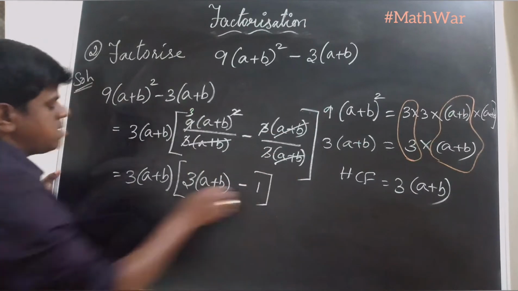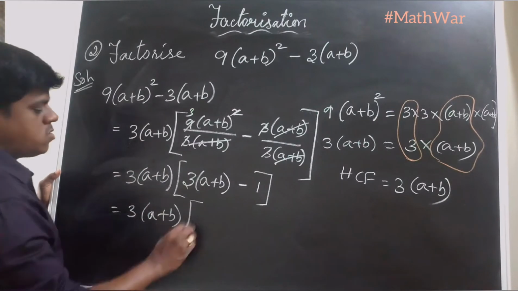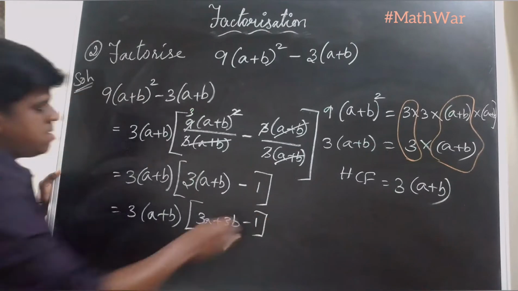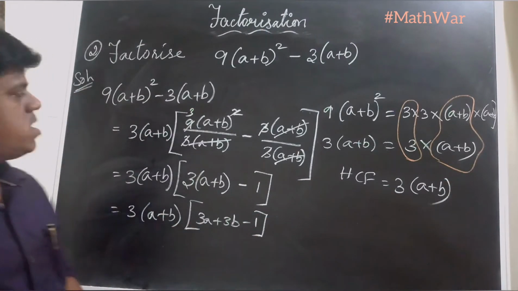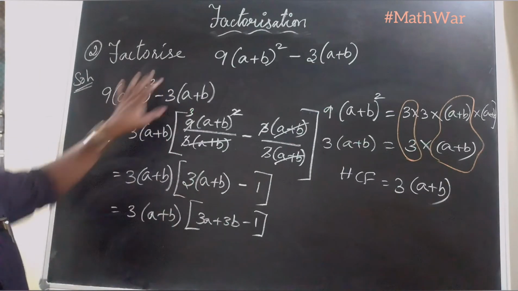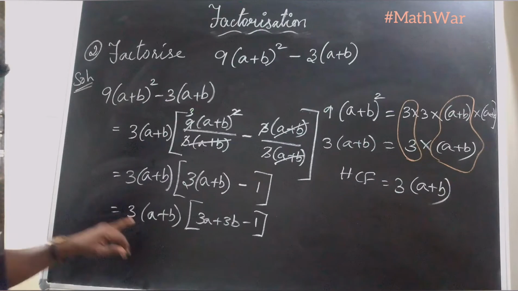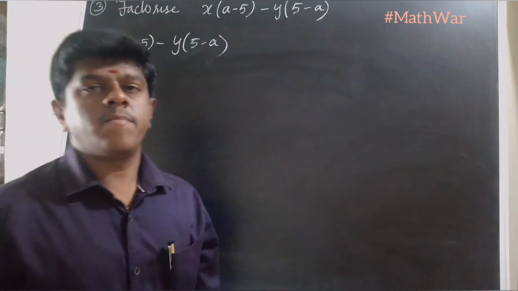It is 1. So that is equal to 3 into a plus b into 3a plus 3b minus 1. So this is the answer. 3 into a plus b into 3a plus 3b minus 1 is the answer. That is, if we factorize 9 into a plus b whole square minus 3ab, the answer is 3 into a plus b into 3a plus 3b minus 1.